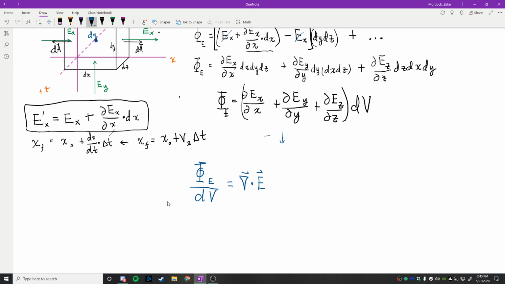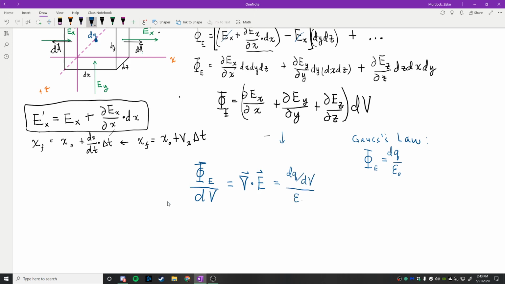But we also know something about electric flux, right? Gauss's law tells us that electric flux through a closed surface is always equal to the charge inside divided by epsilon naught. Or in our problem, dq, right? That was the amount of charge we placed inside of the system. So plugging that in here for the flux, we end up getting basically dq over dV divided by epsilon naught.